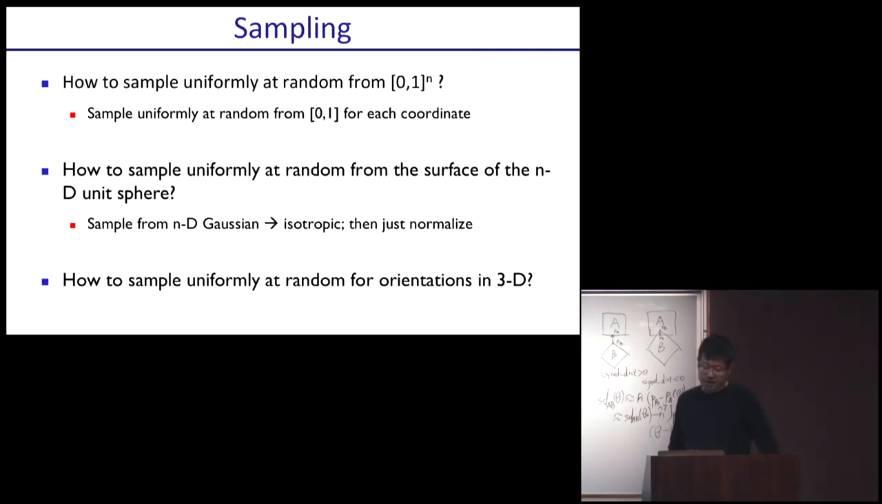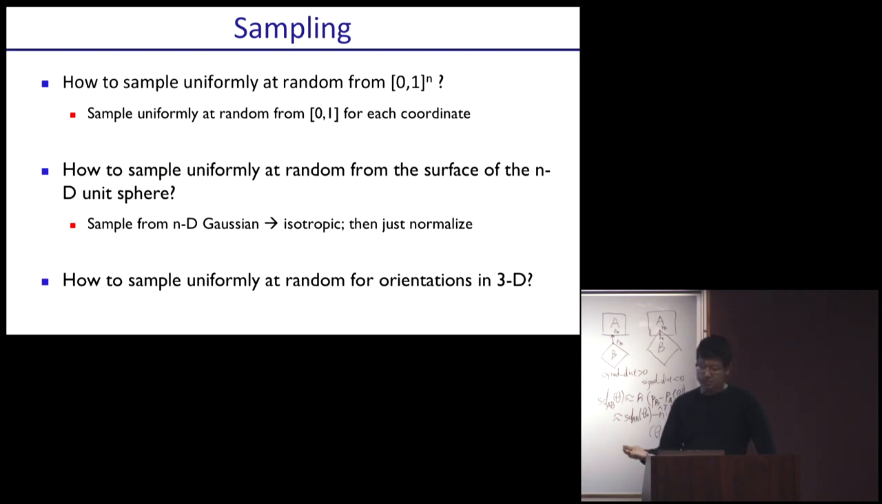We can sample uniformly from 0 to 1 for each coordinate. This is one thing. And how do we sample uniformly at random from the surface of the ND unit sphere? We can sample from an ND Gaussian, and because it's isotropic, that means the covariance matrix is the identity, we can just normalize, because every direction is the same.